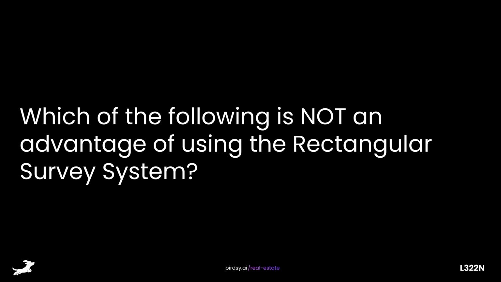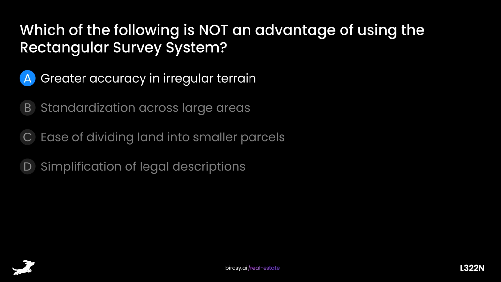Which of the following is not an advantage of using the rectangular survey system? Is it A, greater accuracy in irregular terrain, B, standardization across large areas, C, ease of dividing land into smaller parcels, or D, simplification of legal descriptions? The answer is A, greater accuracy in irregular terrain.